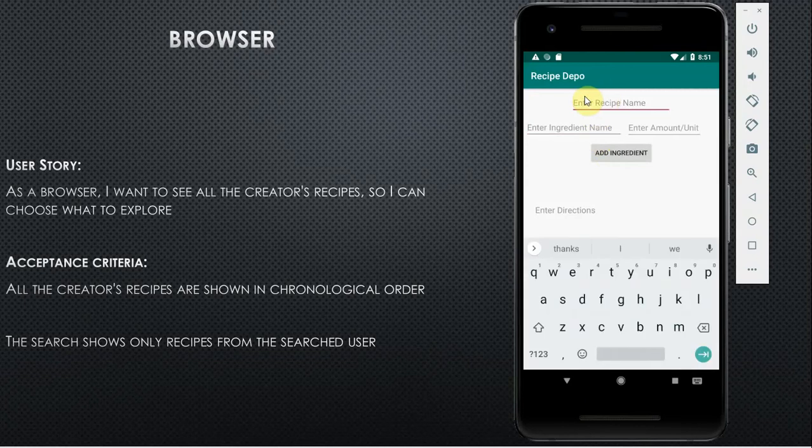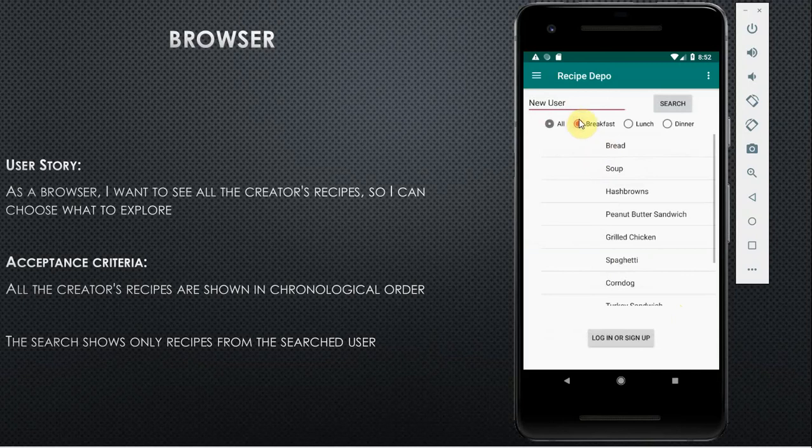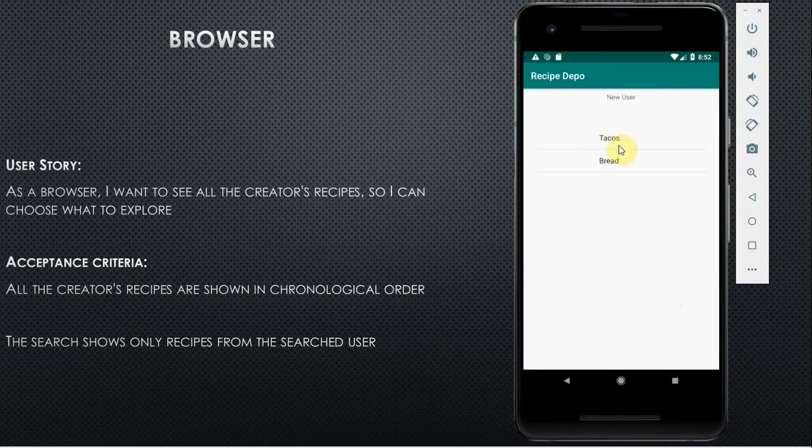And we'll say tacos. So meat, 1 pound. Add that. Shell, 1 whole. Put meat in shell. Add that ingredient. Let's go ahead and add the directions. This is going to be for dinner. Add that recipe. So let's come back out here and make sure it refreshes here. There's tacos. So we'll go ahead and search for new user again. We can see it's in chronological order and it shows only recipes from the search user.